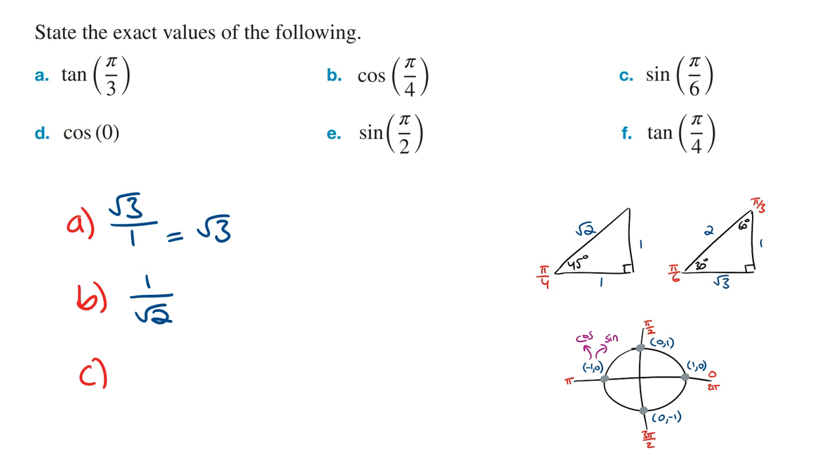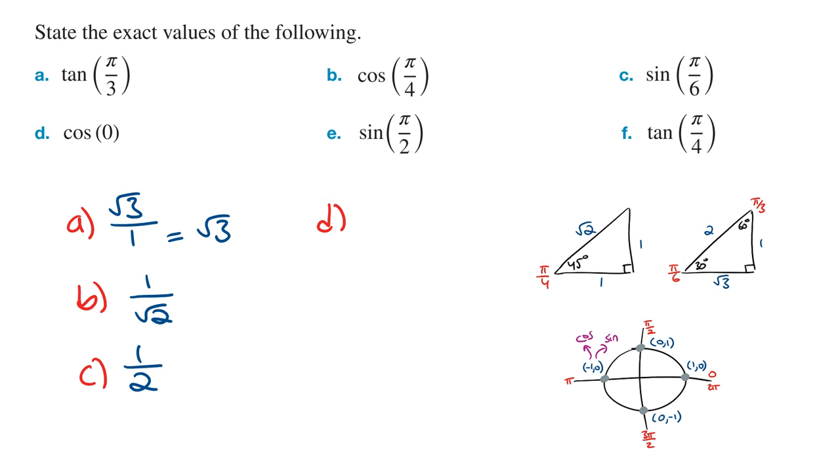Part C. Sine of pi on 6. Looking at the triangle with the angle pi on 6, we know that the sine of an angle is equal to the length of the opposite side divided by the hypotenuse. And so the opposite length of the angle pi on 6 is equal to 1, and the hypotenuse is 2. And so sine of pi on 6 is equal to 1 on 2.